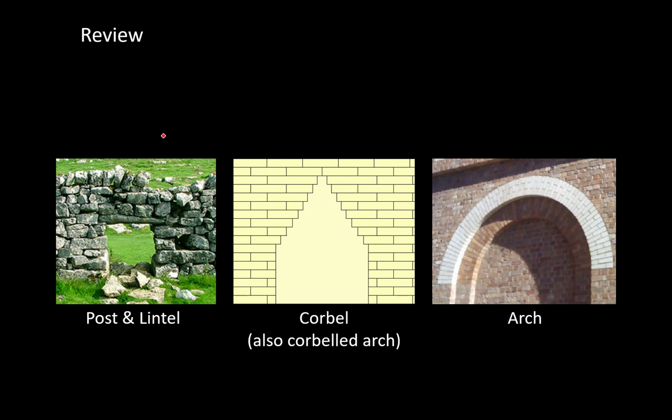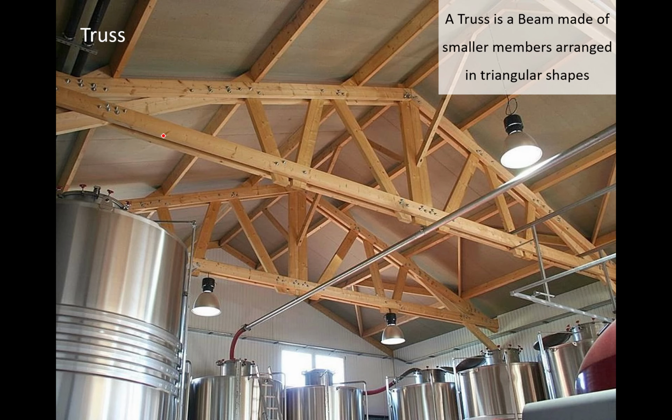Just to review, post and lintel, corbel, and arch. Those are the three most common systems. A more modern system is called a truss, and instead of just taking one piece of wood and laying it all the way across to make a roof, we can use smaller pieces of wood to span bigger spaces, bigger distances.